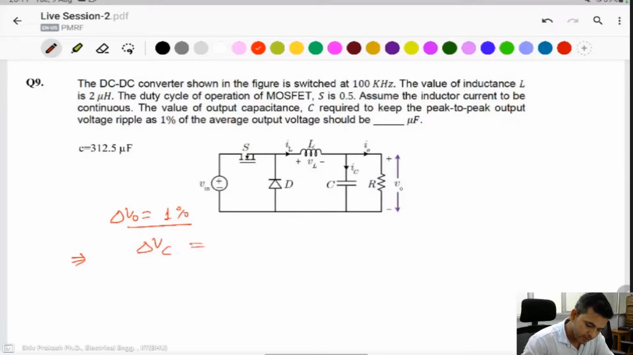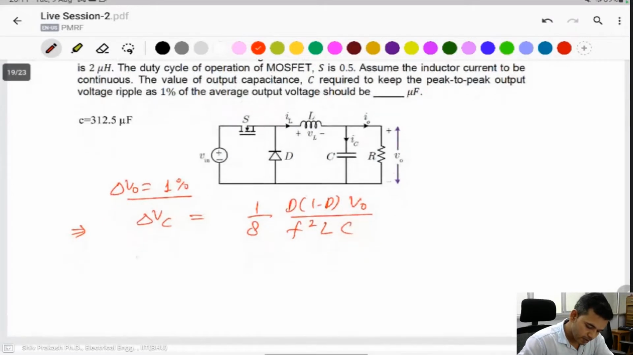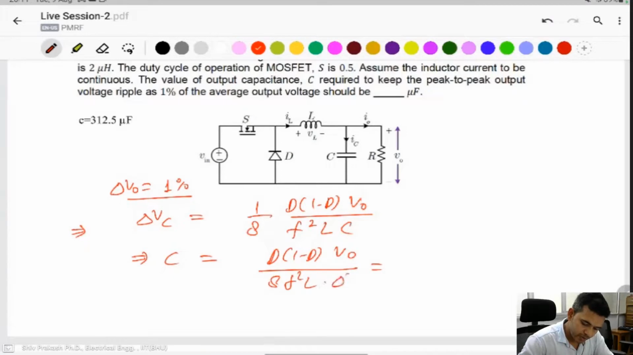You can find it here. This is the buck converter, you know about the buck converter. Delta VC is 1 by 8 into d 1 minus d V naught divided by F square L C. So put in the formula: C is d 1 minus d V naught divided by F square L into delta VC.